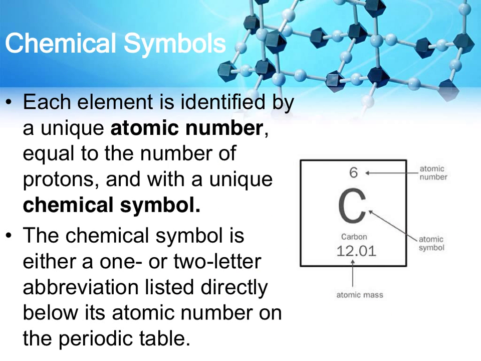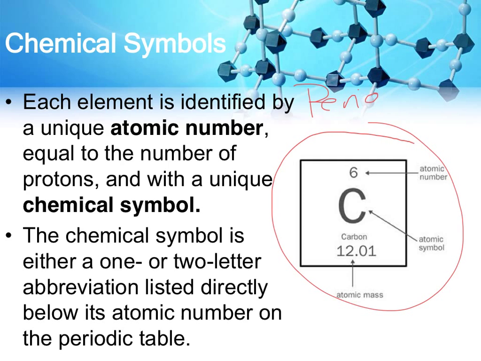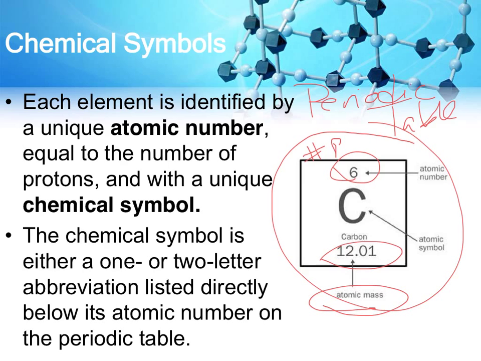We have symbols that we use to identify an element, and this is the basic type of symbol that you'll see on the periodic table. Each element has a little square, and at the top is the atomic number, which remember is the number of protons. The bottom is the atomic mass. In the middle is the atomic symbol. All atomic symbols will either be 1 letter or 2 letters. If it is 2 letters, let's say like calcium, the second letter is always lowercase.